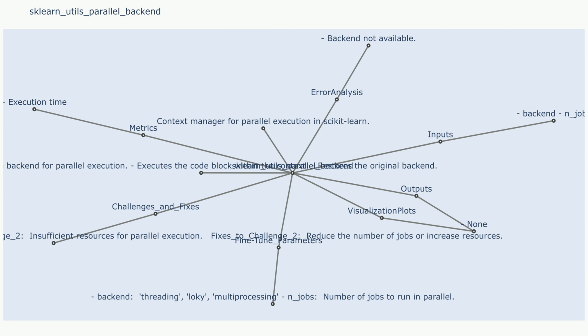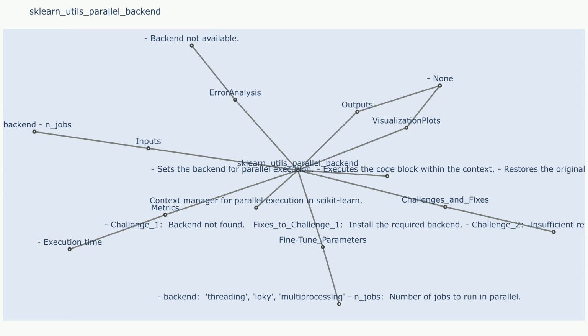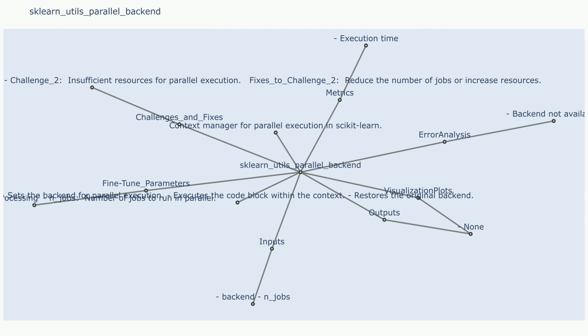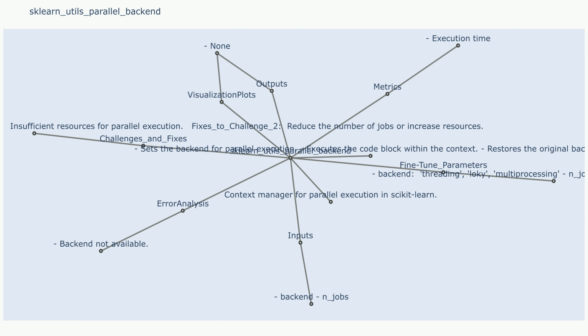Challenges and fixes: challenge 1. Compatibility issues with custom functions. Sample use case that resulted in challenge 1: using a custom function that doesn't handle parallel execution properly, leading to errors or unexpected behavior. Fixes to challenge 1: ensure your custom function is designed to be thread safe or process safe. Depending on the chosen backend, use appropriate synchronization mechanisms. Locks, semaphores to manage shared resources.